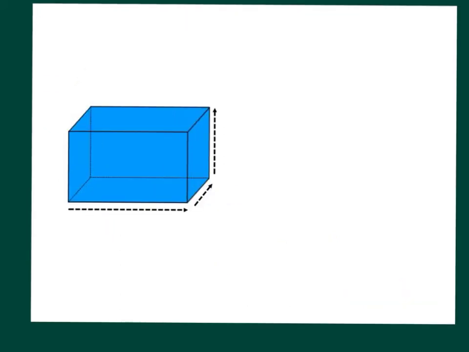So let me show you one more time how to find the volume of an object. So here I have a rectangular prism, and I would like to find the volume. So first I would need to measure the length, the width, and the height. Let's say I was measuring in inches this time. I got 8 inches for the length, and I got 3 inches for the width, and then I measured and I got 5 inches for the height.